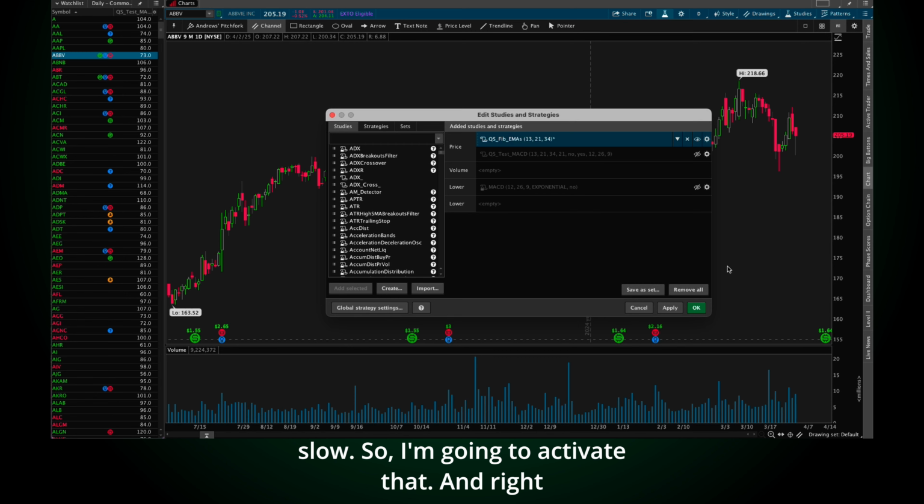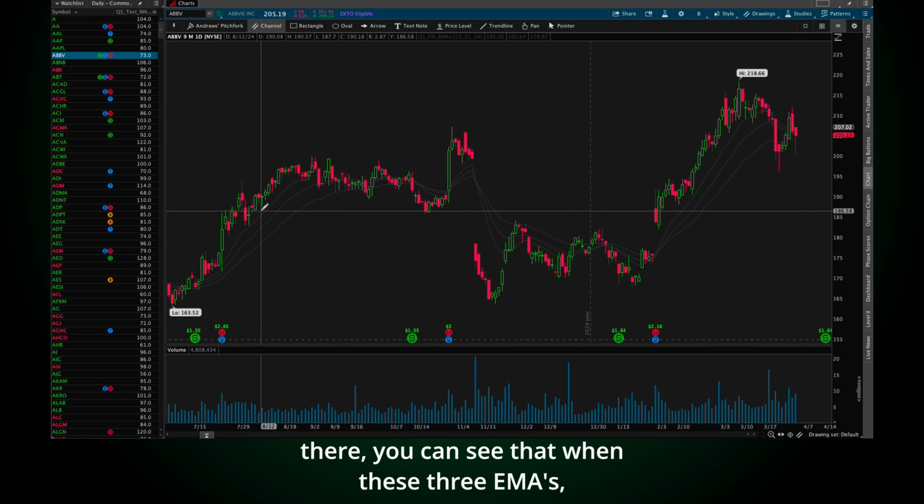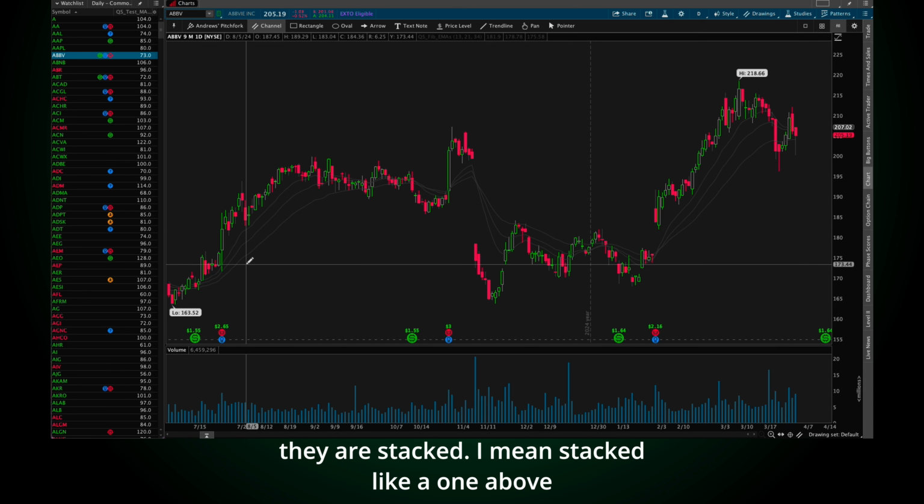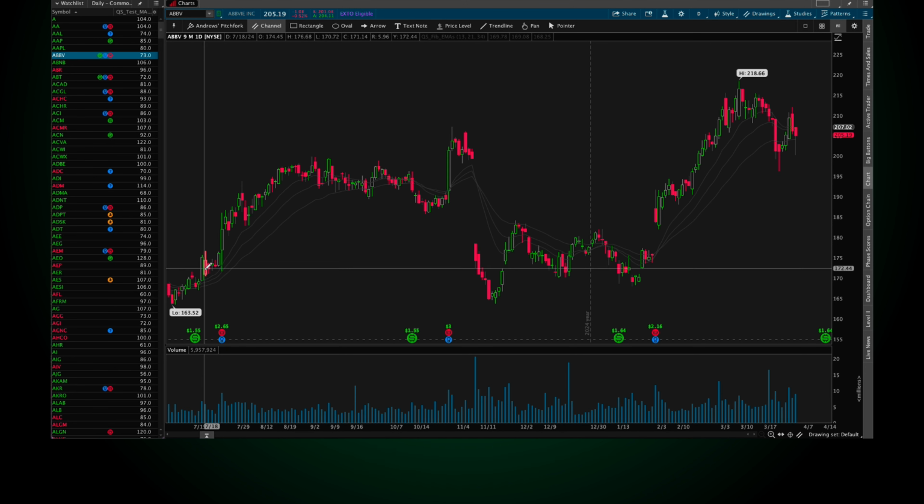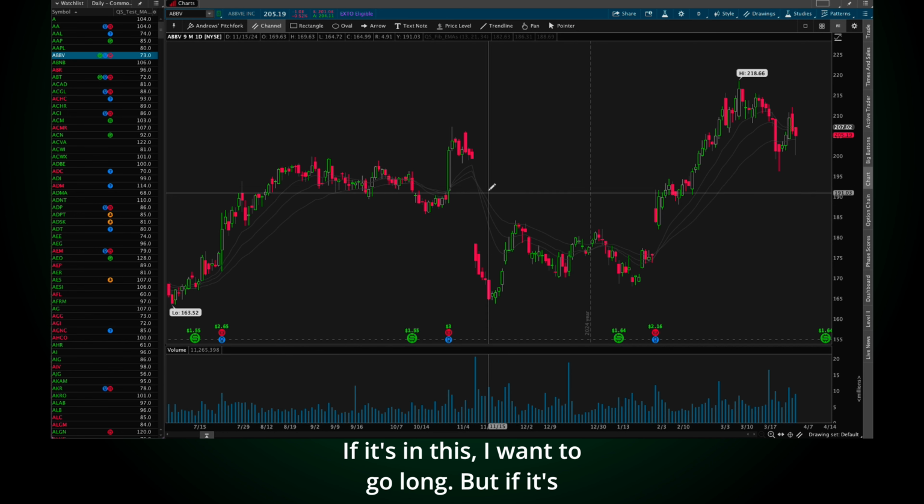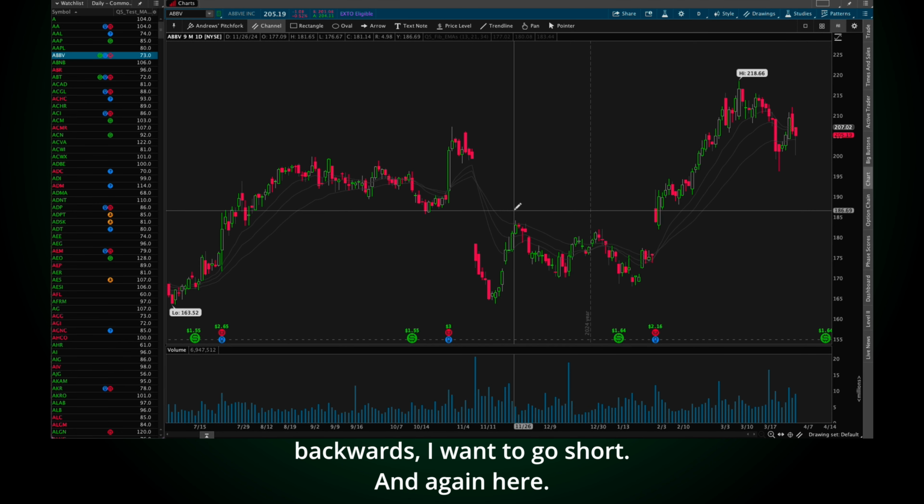So I'm gonna activate that. And right there, you can see that when these three EMAs are stacked, I mean stacked like one above the other, 13 here, 21 in the middle, 34 down, if it's in this order, I want to go long. But if it's backwards, I want to go short.